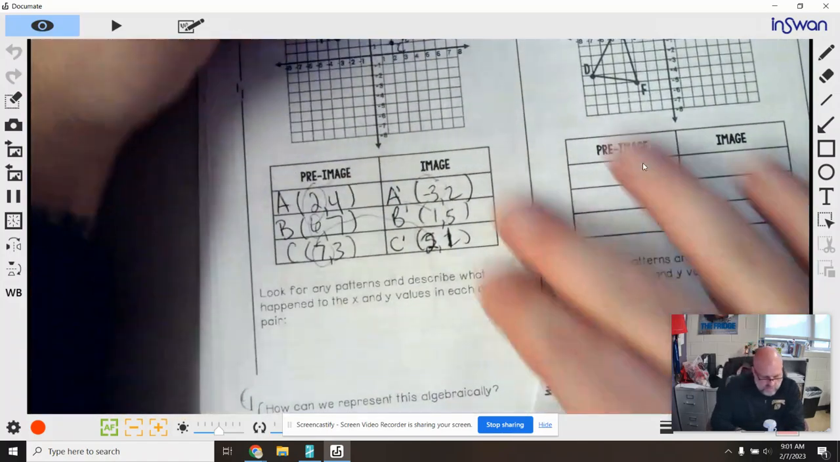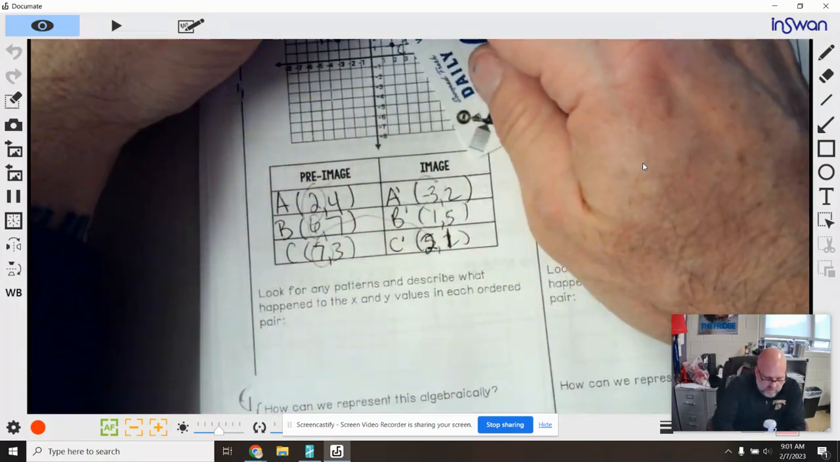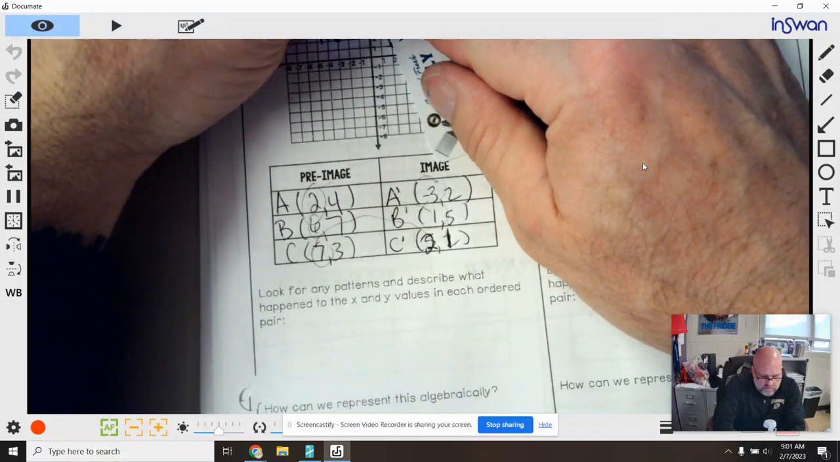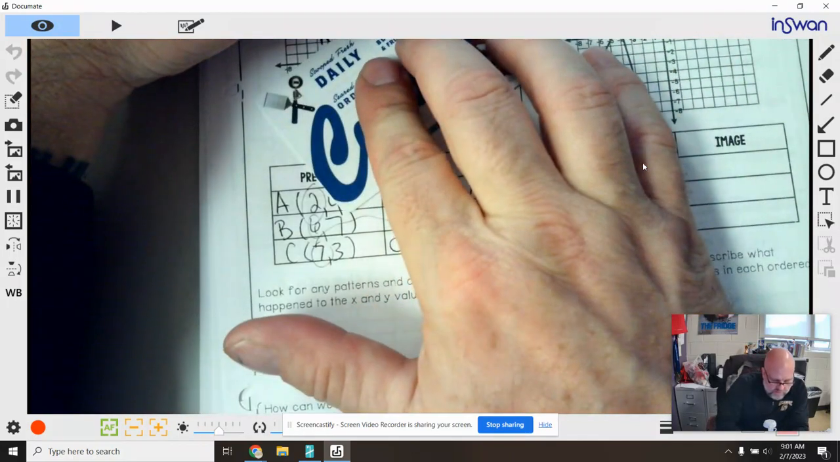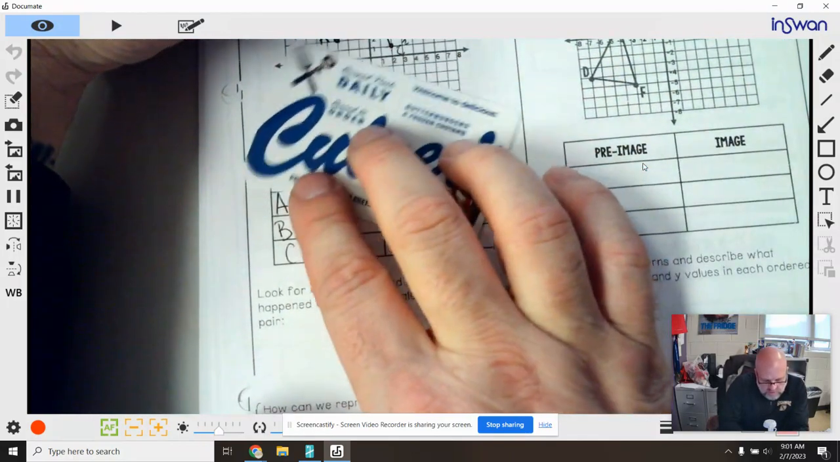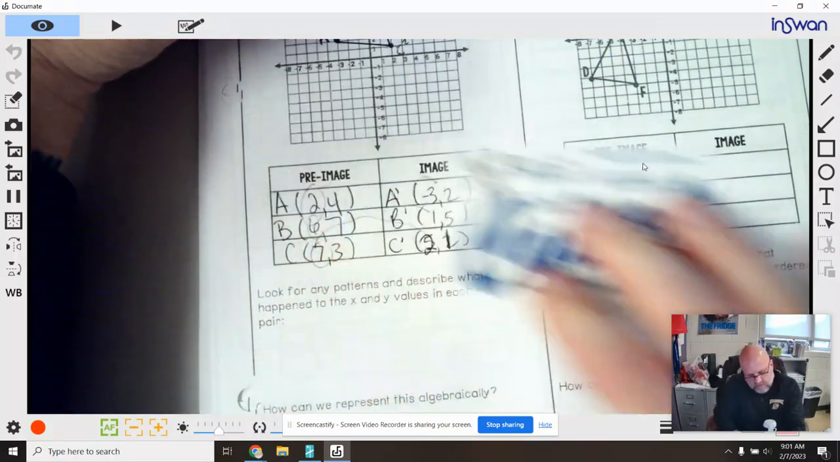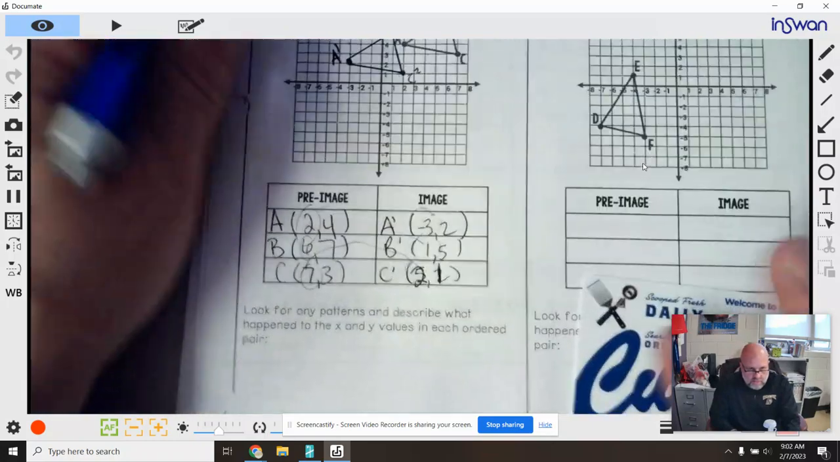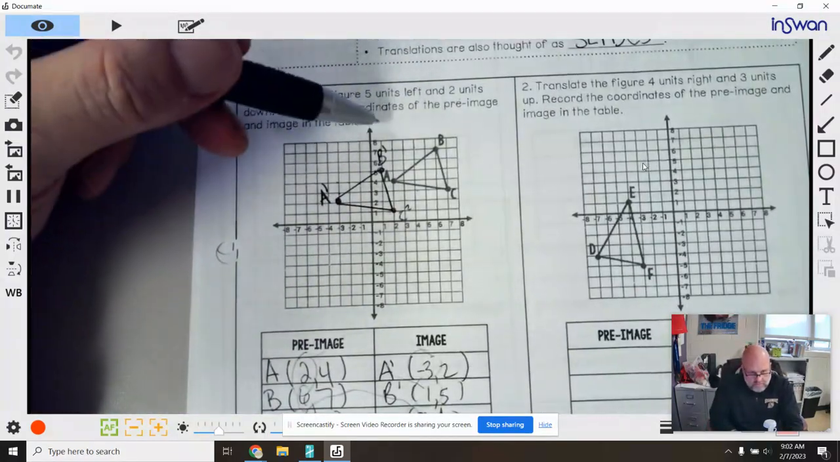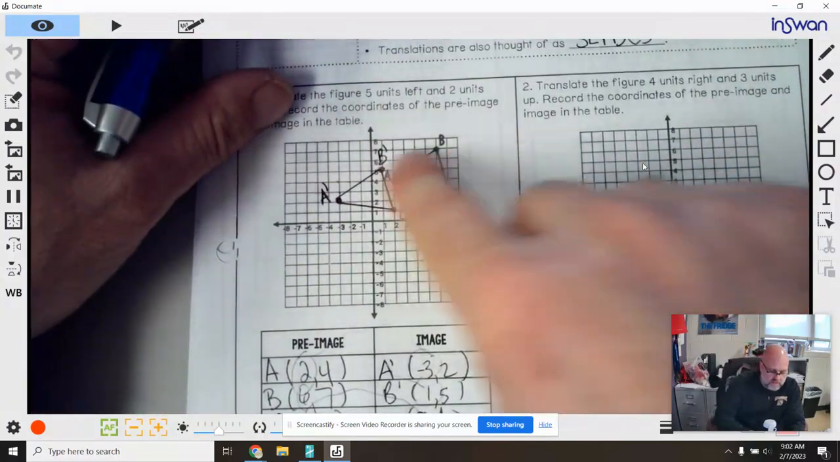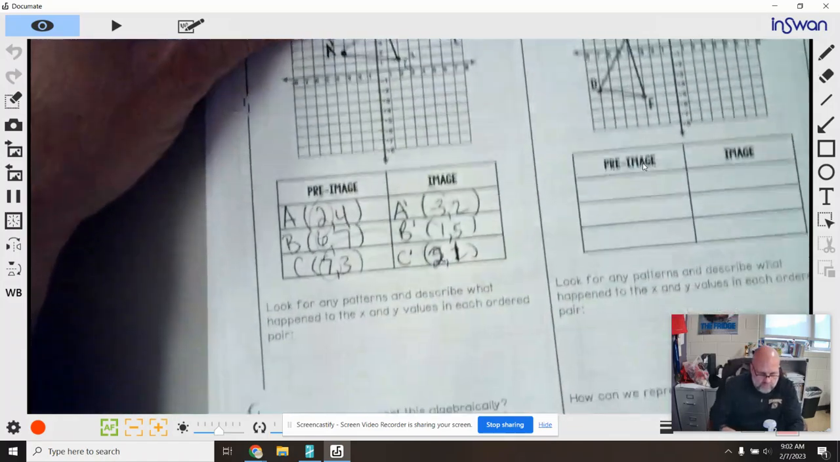I'm also going to go ahead and connect these points with the straight edge. I should have done that before. And when you do that, you should realize that your object, you haven't changed the size of it. It looks the exact same. The orientation looks the same. It just has slid over and down.